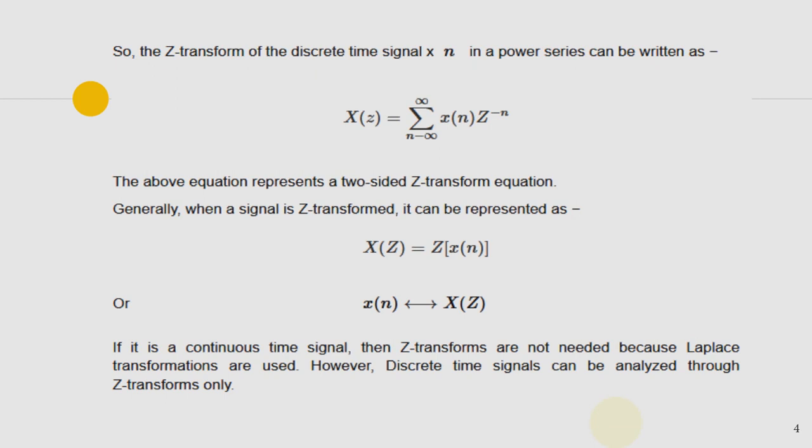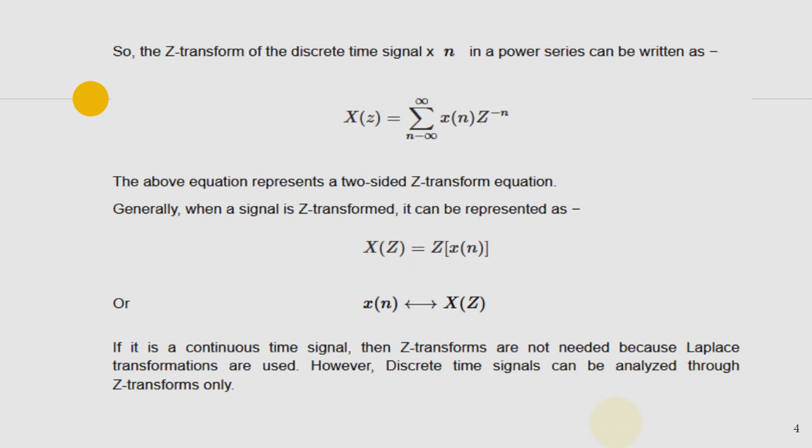Generally we take X of z as the Z transform of x of n. So we can make the pair: if you take the ZT of x of n, you will get X of z, and if you take the IZT of X of z, you will get x of n. ZT is nothing but the Z transform, and IZT is nothing but the inverse Z transform.